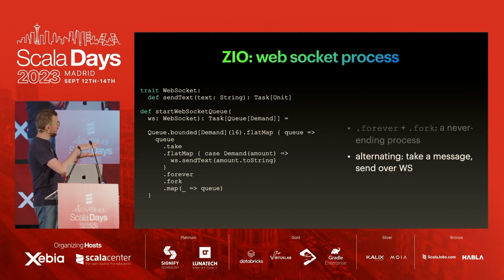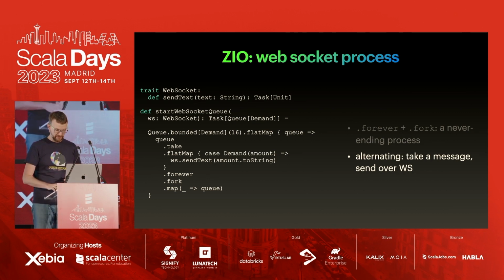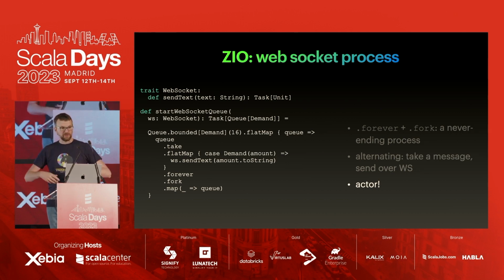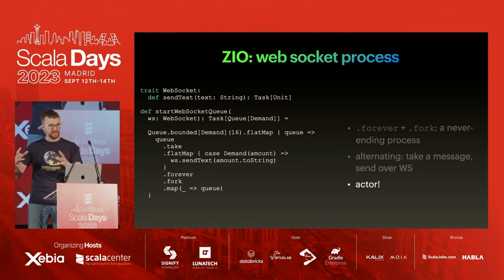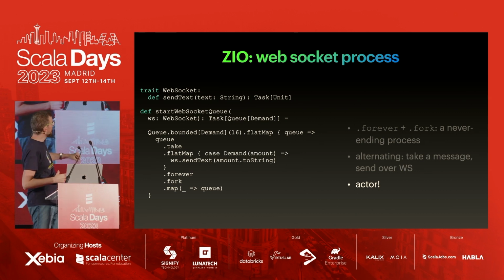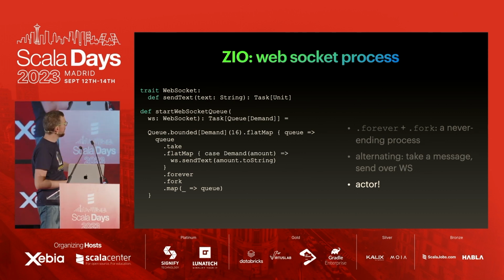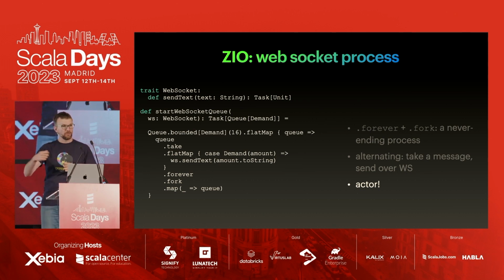So here we've got an alternating take a message and send over a WebSocket process, right? And that's nothing else than an actor, right? Because we have some state that is protected by our queue. So the state here is the WebSocket, which needs to be called sequentially. And we've got a queue to actually communicate with that state.